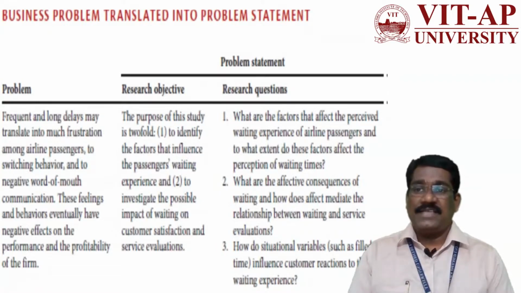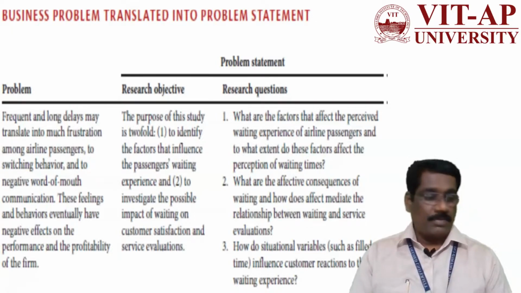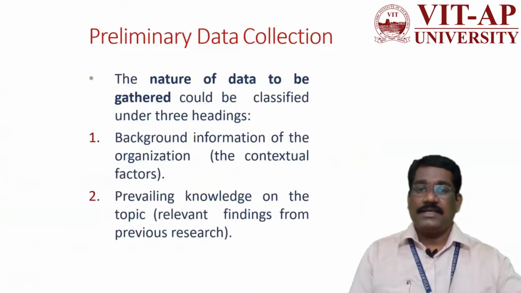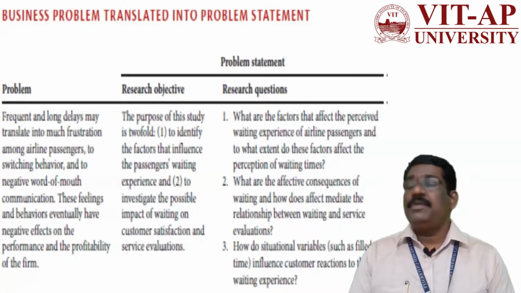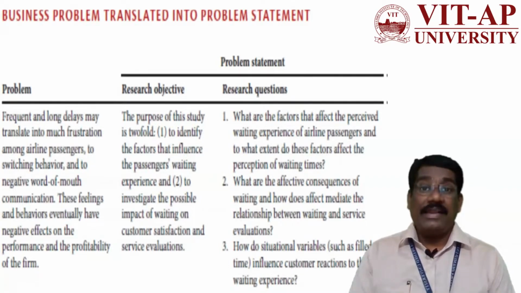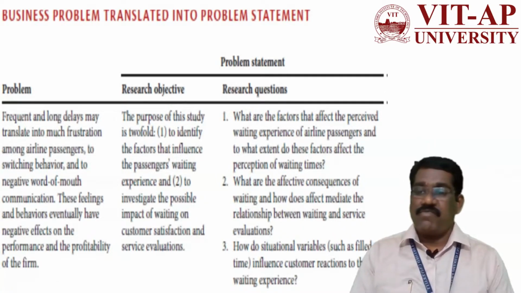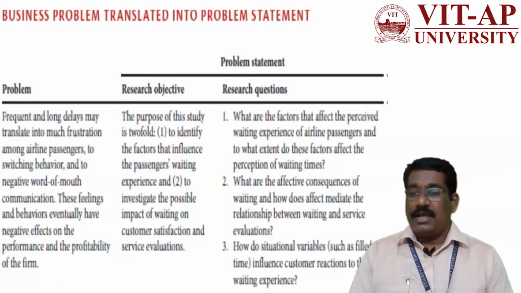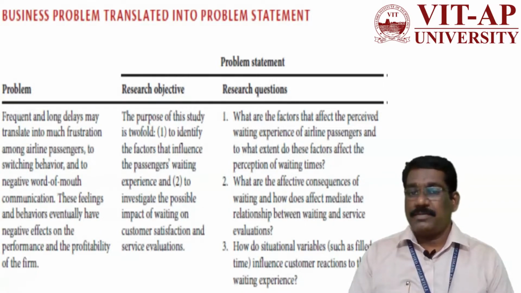Through this example, I can talk about the business problem and how it is translated into a problem statement. So before that, let me talk about the problem. Let me read out a context I have here. Frequent and long delays may translate into much frustration among airline passengers, to switching behavior, and to negative word of mouth communication. These feelings and behavior eventually have negative effects on the performance and profitability of the firm. So this is the problem associated with an airline company.